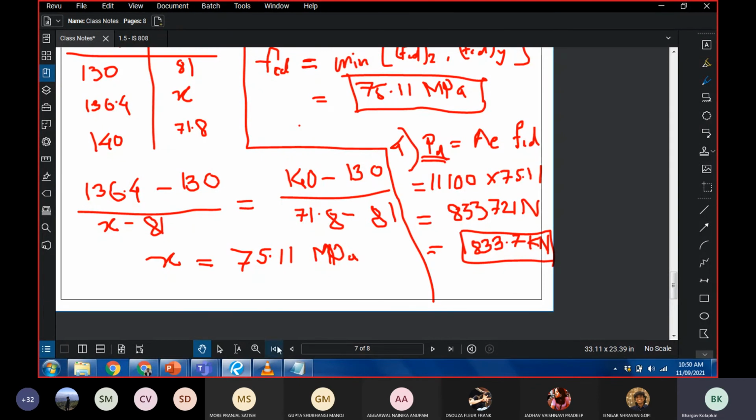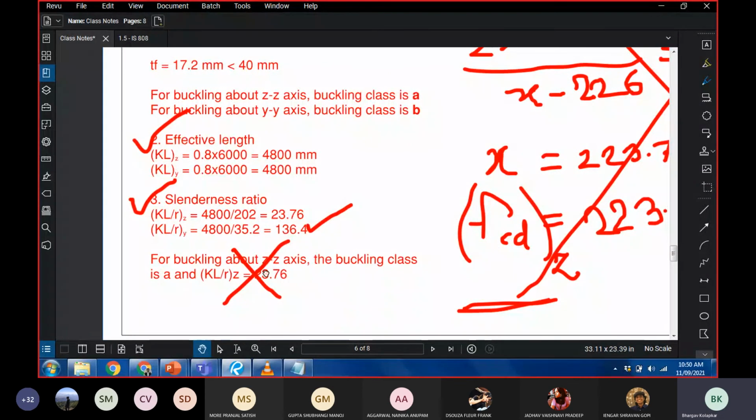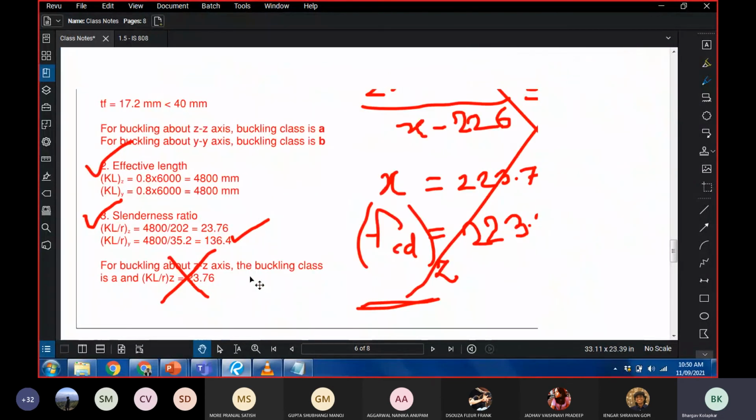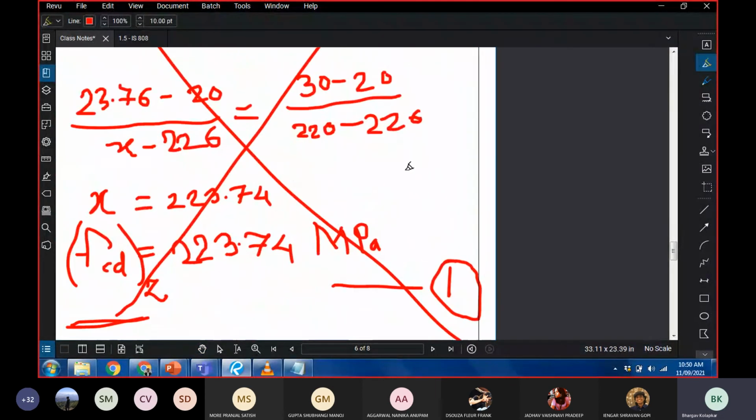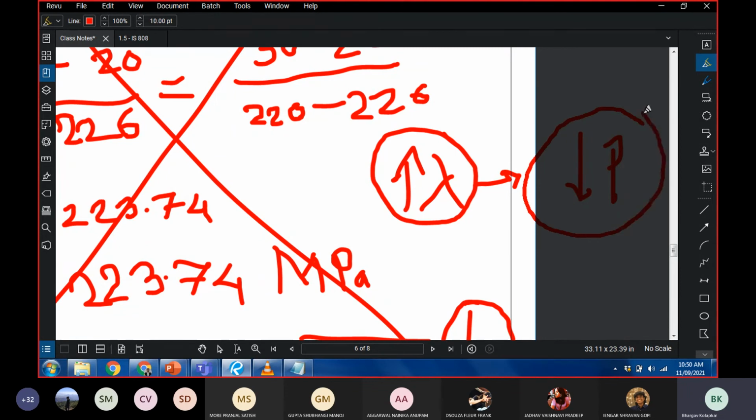in the examination, or in general, because of a very basic point: the greater the value of slenderness ratio, the smaller the value of axial load. As the slenderness ratio increases, the axial load decreases. For the same column, we have two slenderness ratios. The one with the greater value gives a lesser value of axial load, and that is going to be our design axial load.